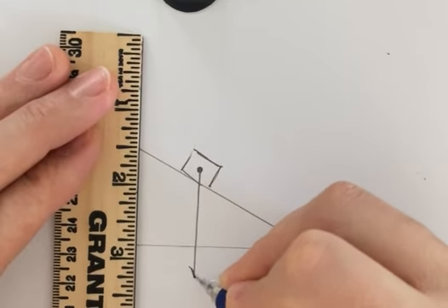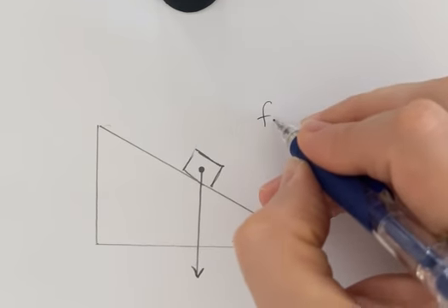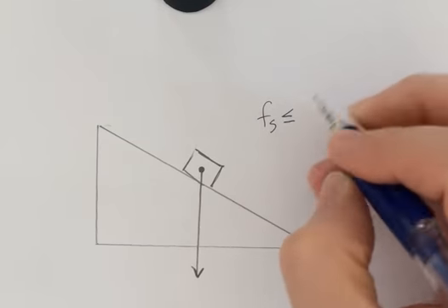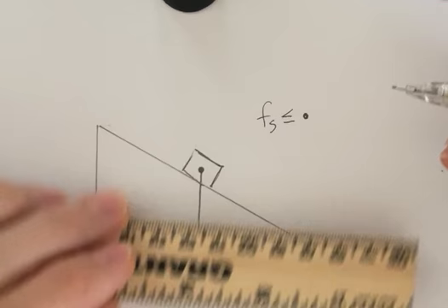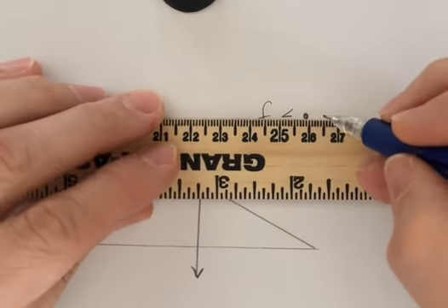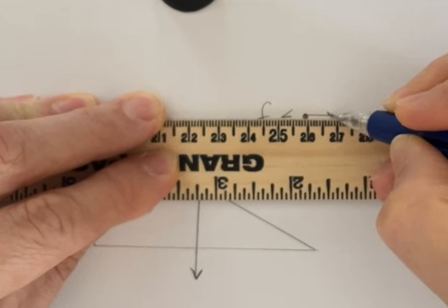I say that if gravity is that big, and then I can tell you that if the force of friction is less than or equal to, let's say, this. Let's say if the force of friction is this big.